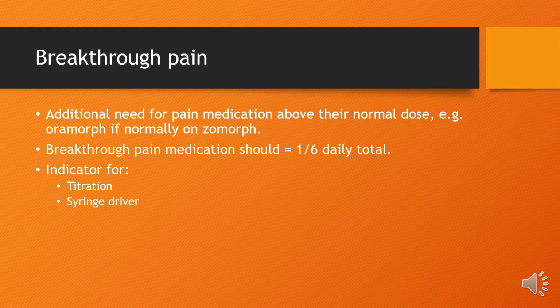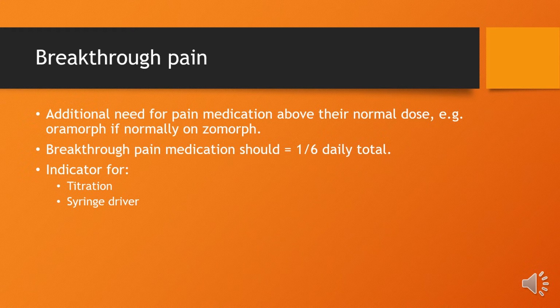A breakthrough pain medication dose should be a sixth of the total daily dose. This is what the palliative care guidelines and the BNF suggest. So if you are having 15 milligrams of Zomorph twice a day, so 30 milligrams, and you were requiring breakthrough pain, you would want 5 milligrams of Oromorph for their breakthrough pain.